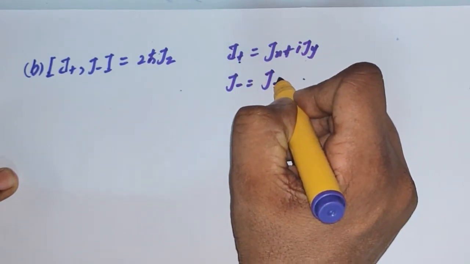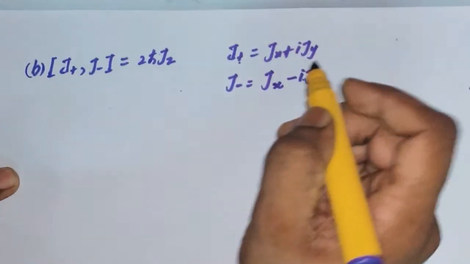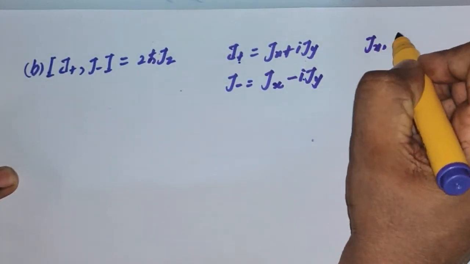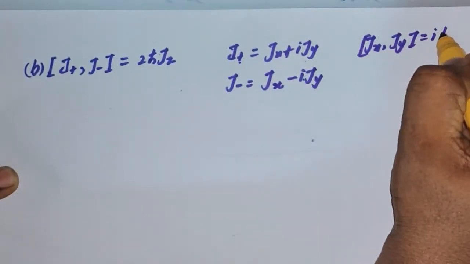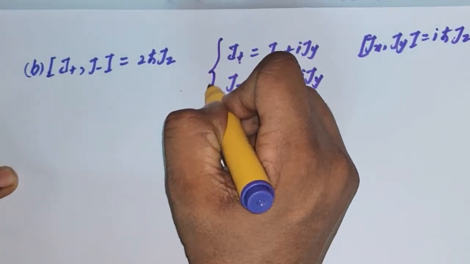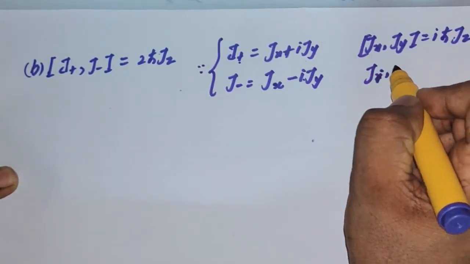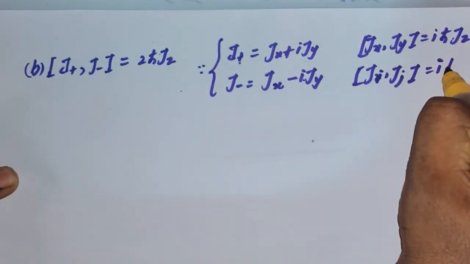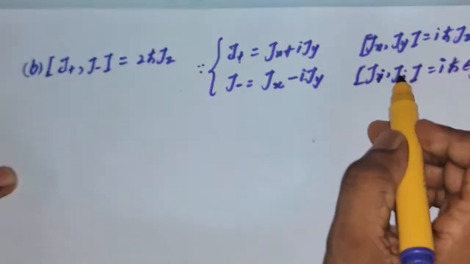This lowering operator can be represented as jx minus i jy. Then for solving this one, we need to know another quantity, the commutator [jx, jy]. In general, we can write it as i h-cut jz. So in general, using the Levi-Civita symbol, we can say that [ji, jj] is equal to i h-cut epsilon_ijk jk. This is a relation we want to know.